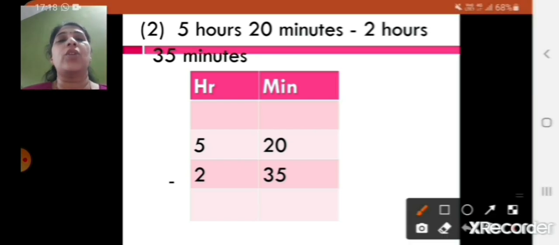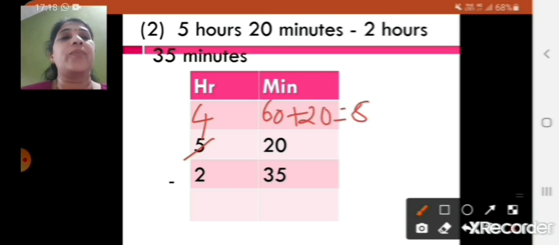When you borrow 1 hour from the hour column, 5 minus 1 becomes 4. Now 1 hour is equal to how many minutes? 60 minutes. So we will write 60 plus 20 is equal to 80. Now 80 minus 35 you can subtract.